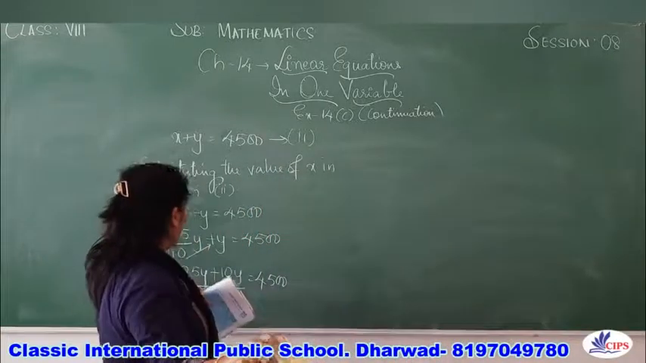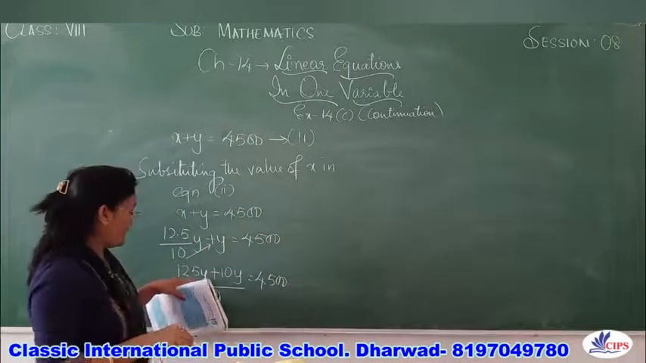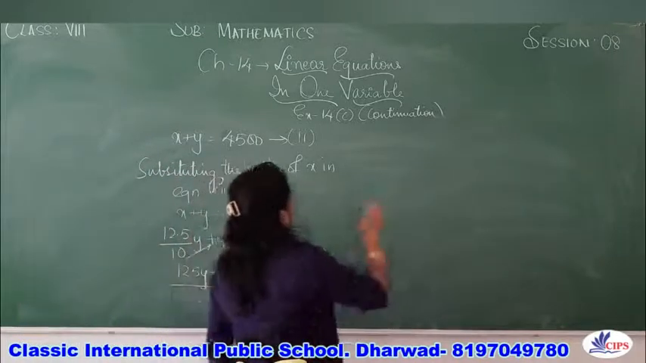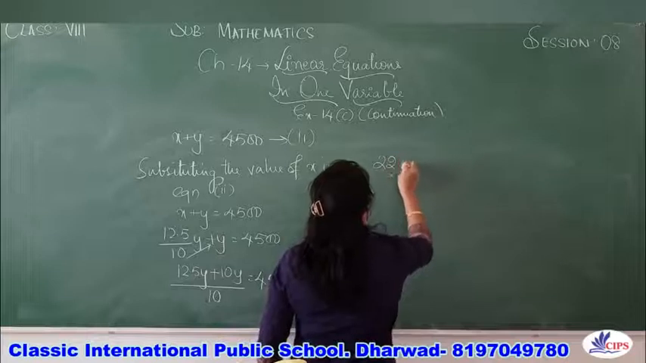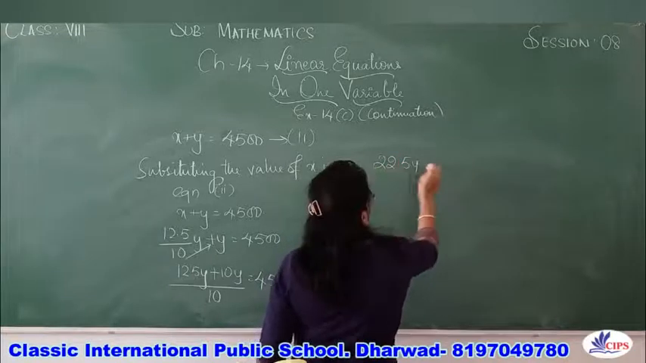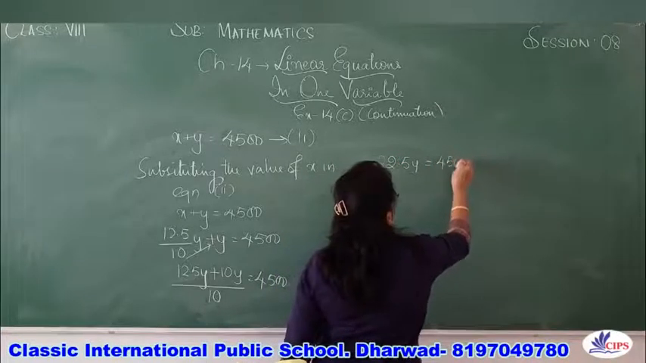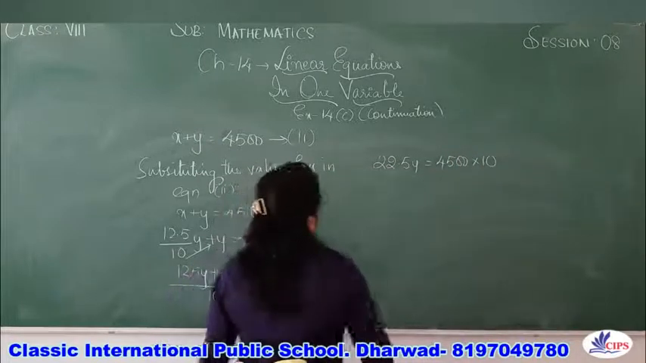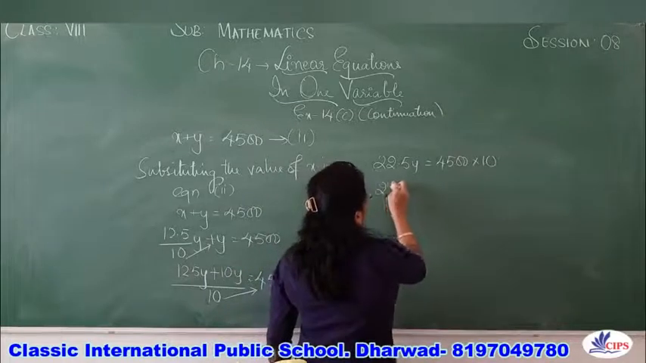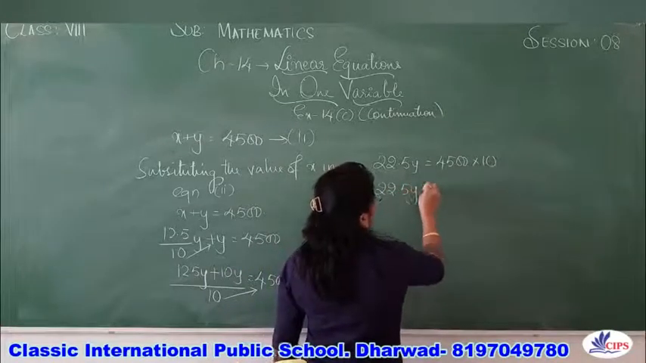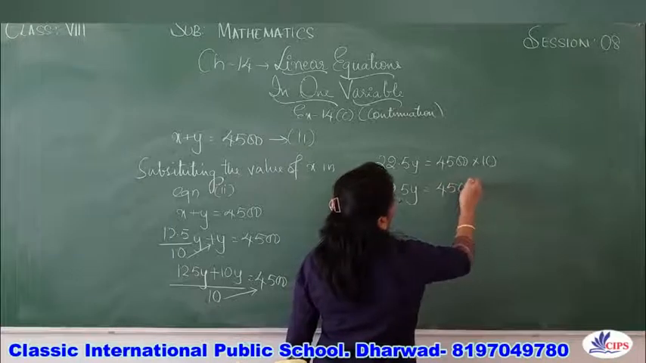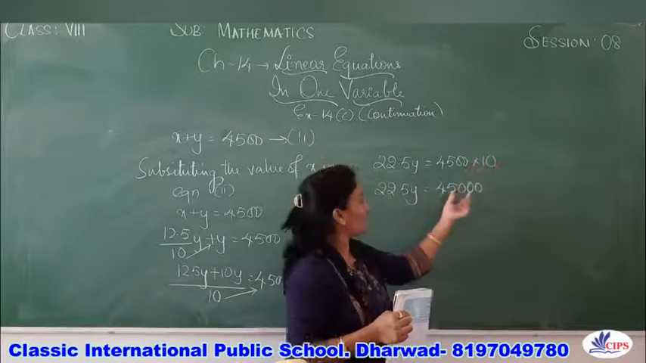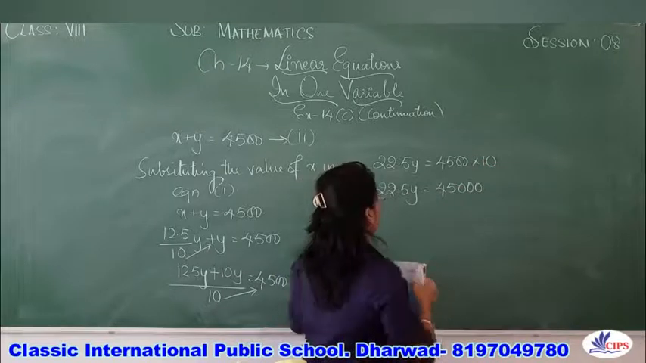Now, so here we have got 12.5y plus 10y. So what is 12.5 plus 10? It will be 22.5y equals 4500 into 10. I will cross multiply this 10. So here we have 22.5y equals 45,000. Because here we have got two zeros and one zero, I have multiplied it, so I have got 45,000 here. Now let us simplify it.